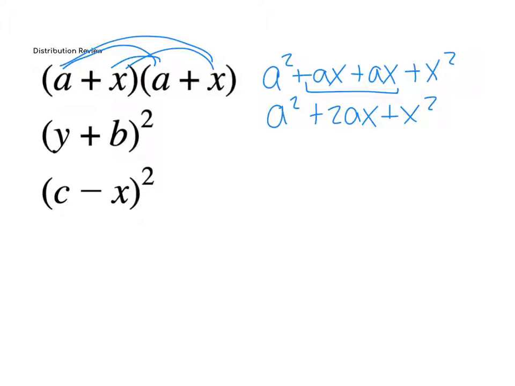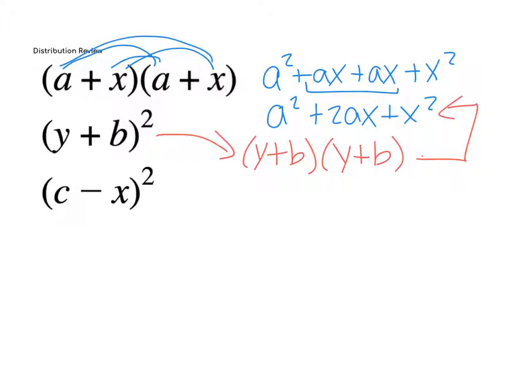For the second example here, we've got y plus b squared. I'm going to rewrite that as y plus b times y plus b. And you might notice that that's really similar to what we had in the first one. I'm going to use my knowledge of this pattern and end up just jumping to that step, y squared. My next two are going to double up and give me 2yb and then plus b squared.